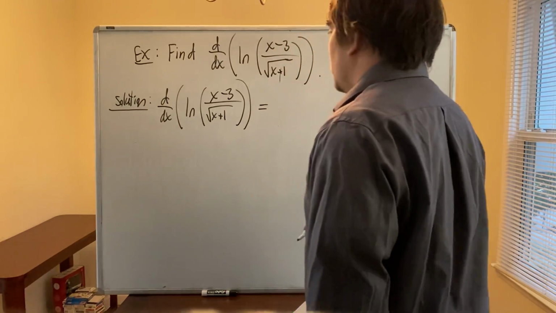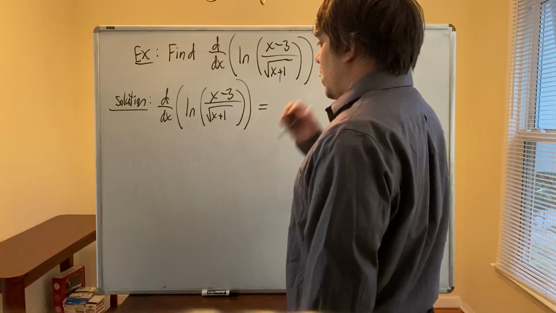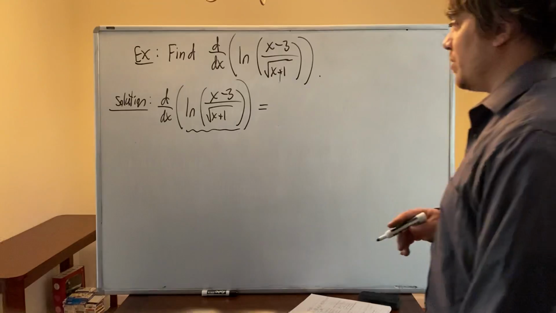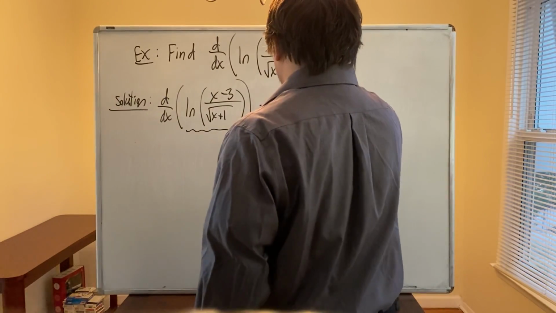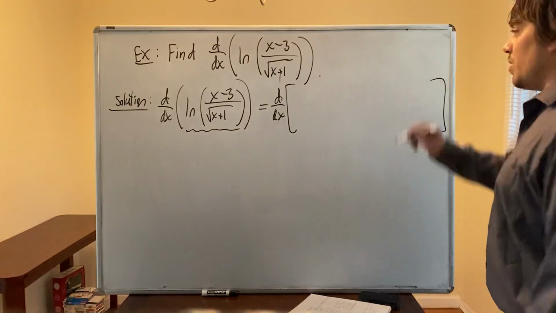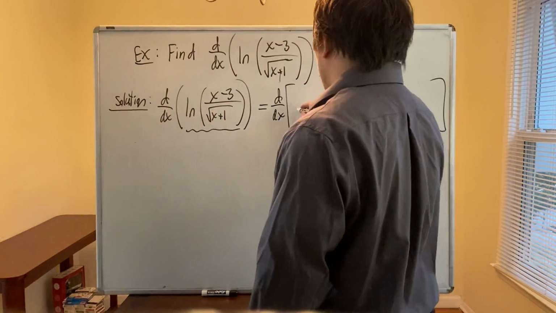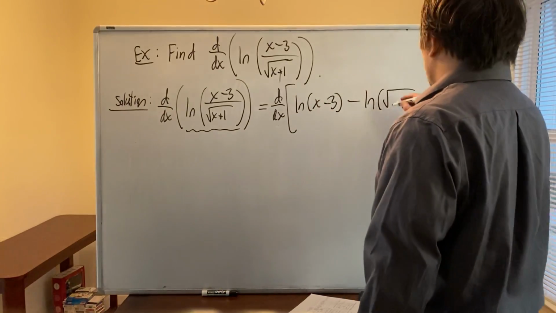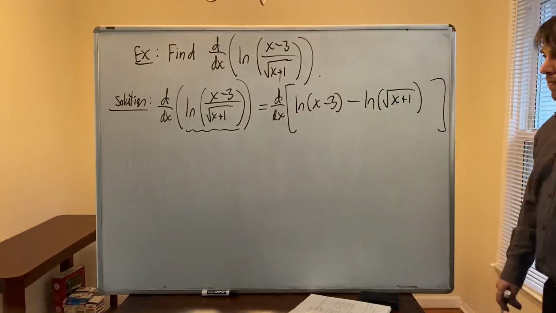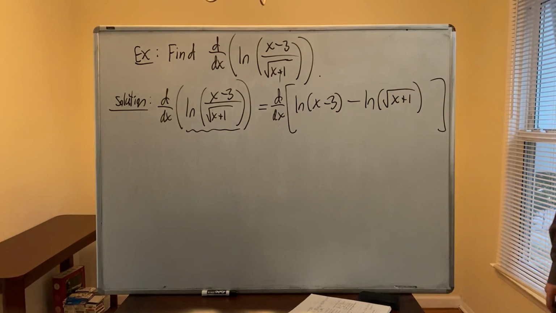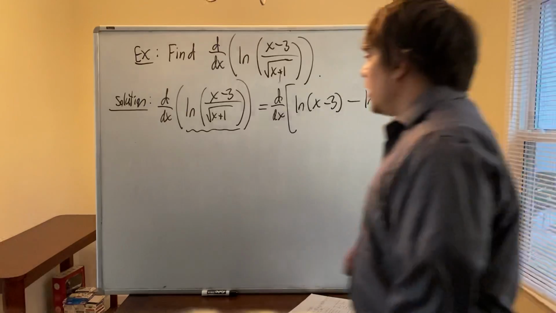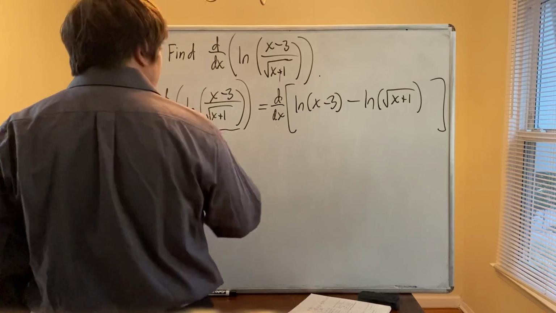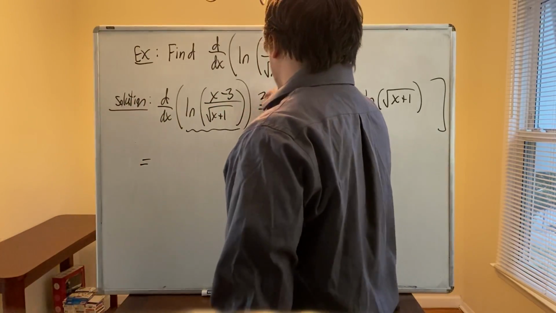is equal to, so here I'm going to apply the laws of logarithms to simplify the ln of that fraction, and then take the derivative afterwards. This is equal to d dx of, and in the bracket I'm going to expand that ln. So this is ln of x minus 3 minus ln of the square root of x plus 1. So ln of that fraction is ln of the numerator minus ln of the denominator. And now that's equal to, this is by the second law of logarithms.